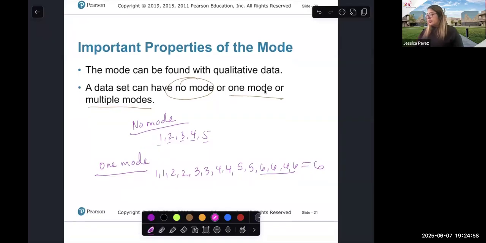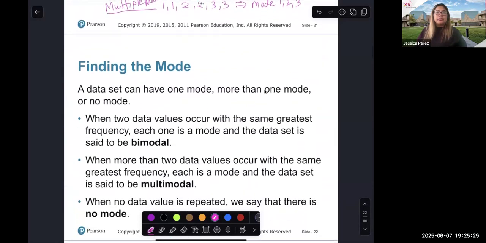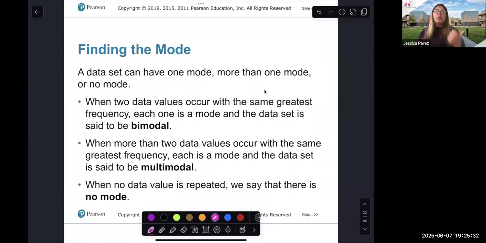And then I can have multiple modes. The multiple modes could be something like 1, 1, 2, 2, and 3, 3. Well, they all show up twice, so the modes would be 1, 2, and 3. So you can have multiple modes because they show up the same number of times, versus 1, 2, 3, 4, 5, which doesn't repeat. You don't have anything that repeats. Okay, a data set can have one mode, more than one mode, or no mode.